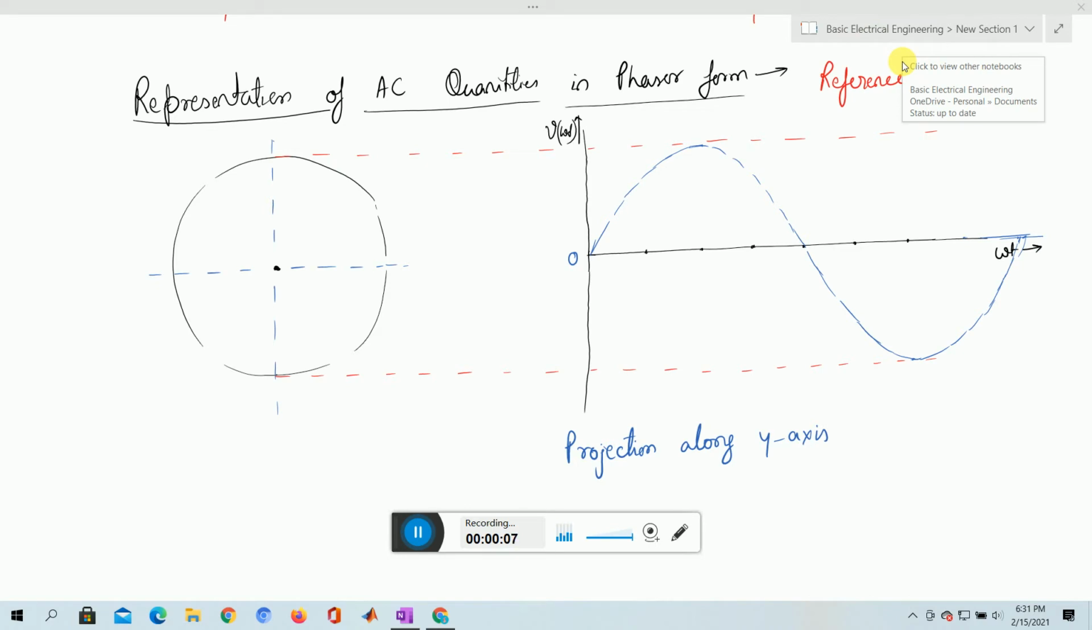So far we have covered some of the basic fundamentals of the AC circuit, and this is the third video. Here our objective is to see how we can represent this in the phasor form.